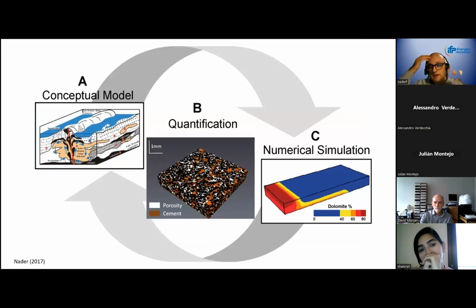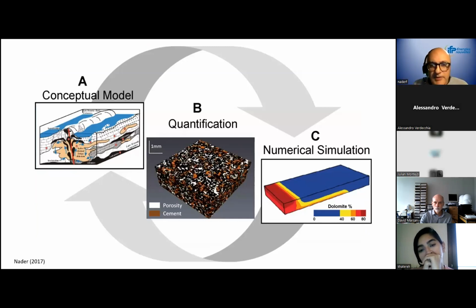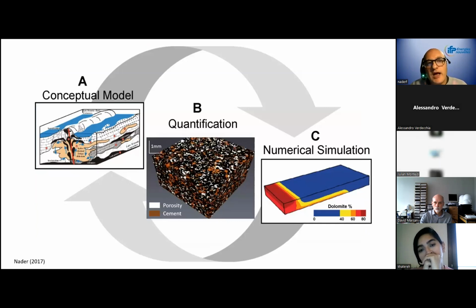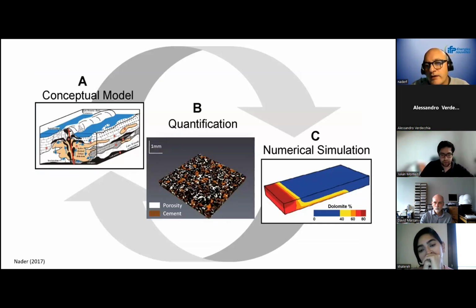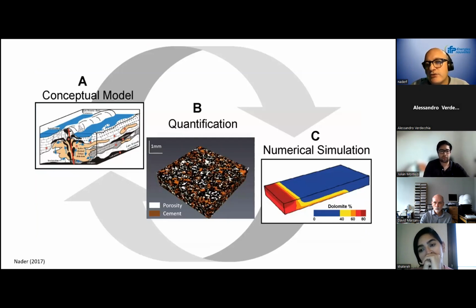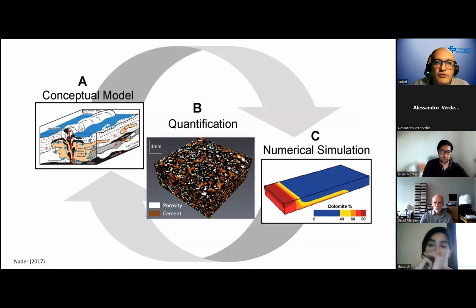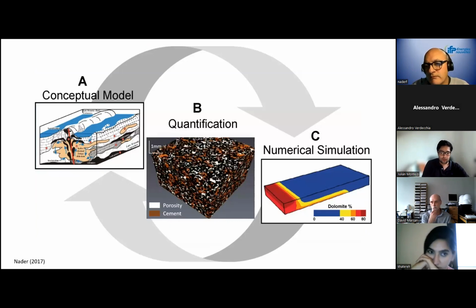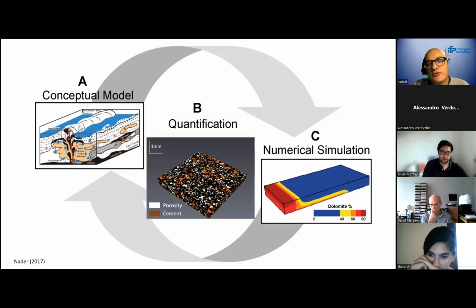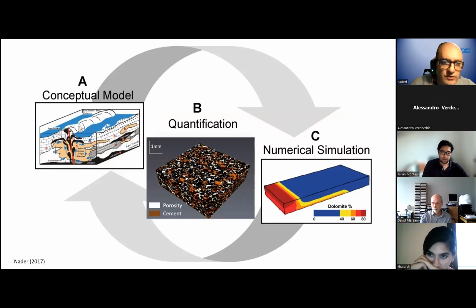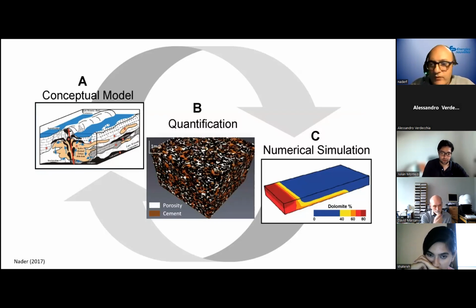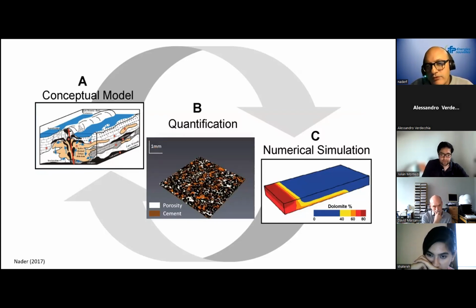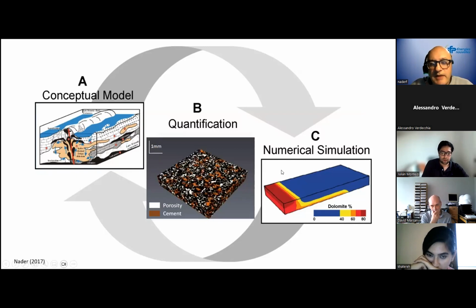So basically, the loop that is used everywhere is to have a conceptual model that is based on the data that you have, quantify, and use this quantification to make a numerical simulation to answer a certain question. And then once you answer the question, you confront it with your conceptual model and you say, well, is the conceptual model correct or not? Or how can I improve it? And then you continue to iterate in this manner.